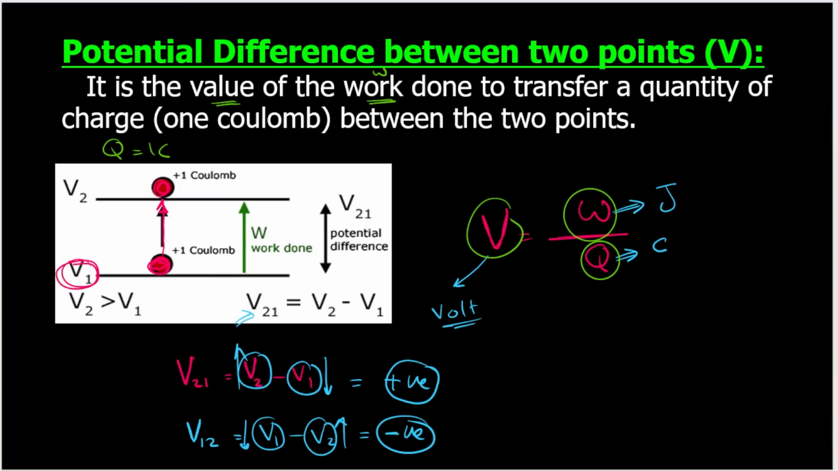This is called potential difference. But V1 is called the potential of the charge in position 1. V2 is called the potential of the charge in position 2. But V21 or V12 is called the potential difference between the two positions.